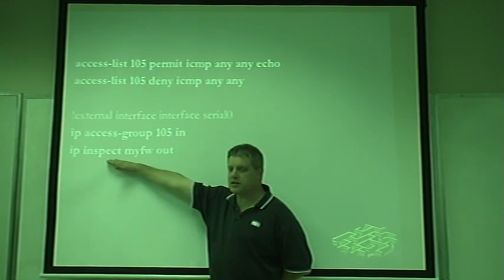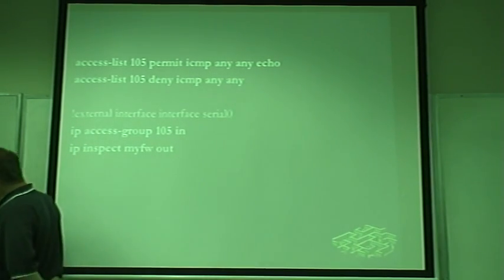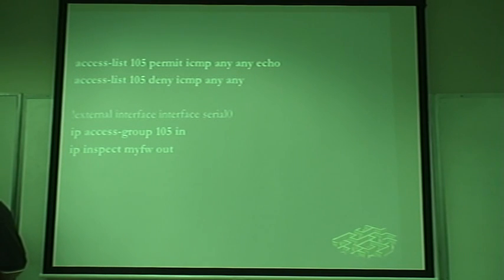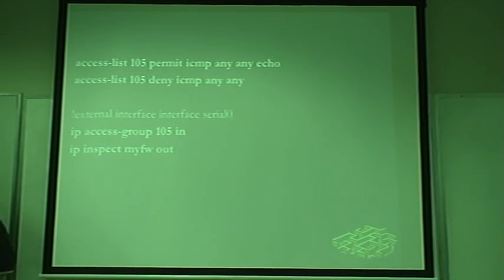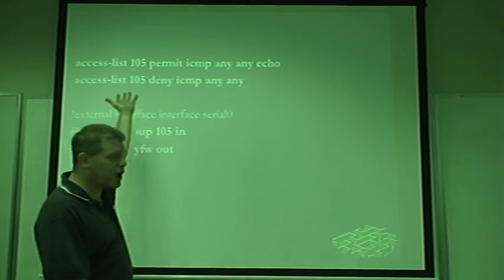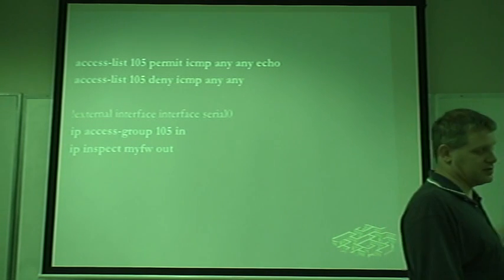What inspection is going to do is if I have traffic that goes outbound from my PCs, and it's established, that connection coming back in is going to be allowed. It's going to be allowed, regardless of what I have up there on that access list.